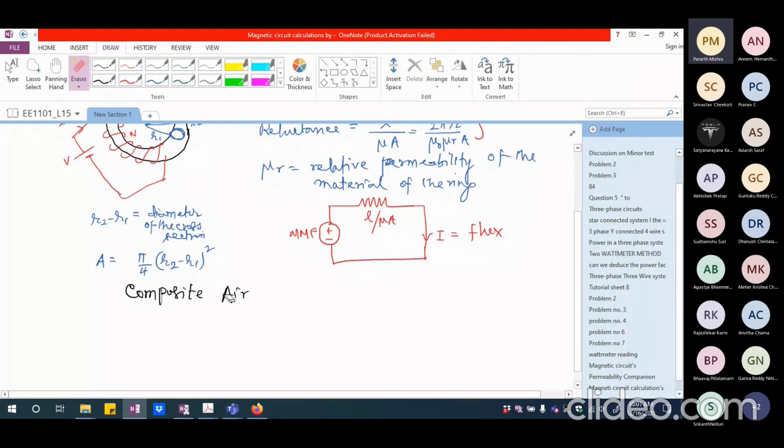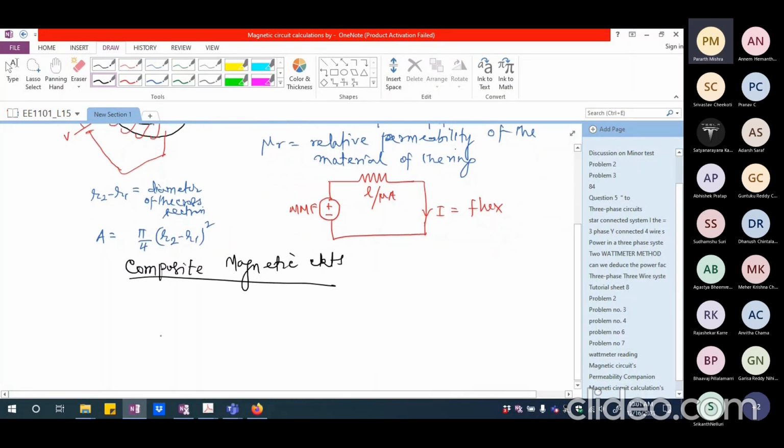So composite magnetic circuits, if I just see, are made up of multiple materials or with different cross-sectional area and so on. So I can have maybe a complete ring like this, and I am probably going to cut a small portion of the ring. So let us say I'm going to have something like this. So I am cutting a small air gap in between.